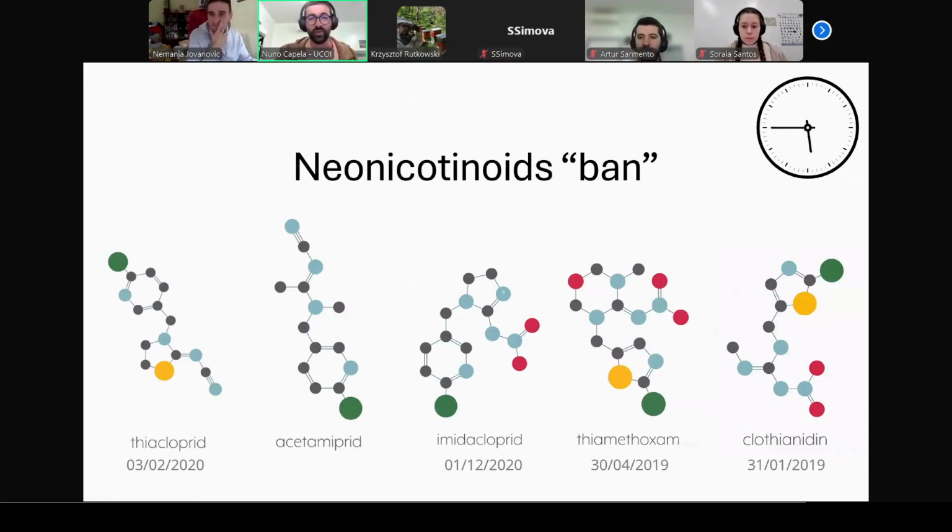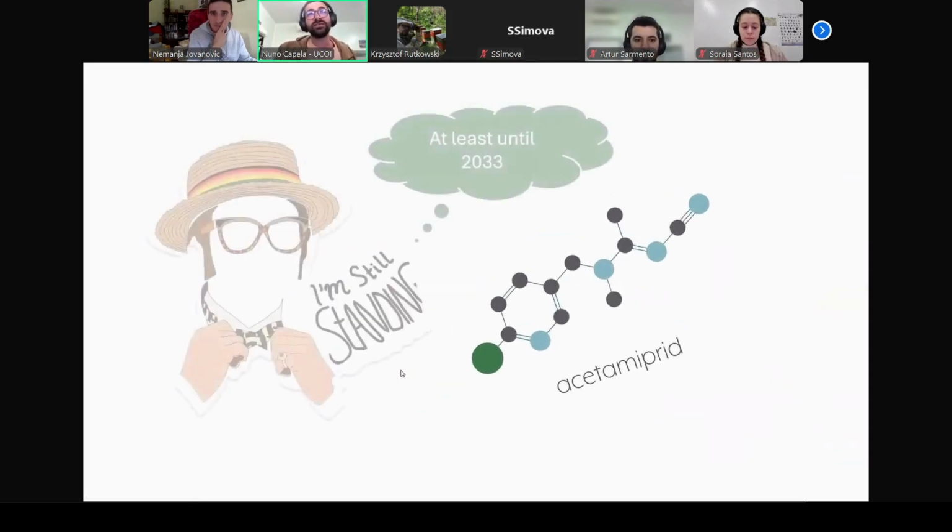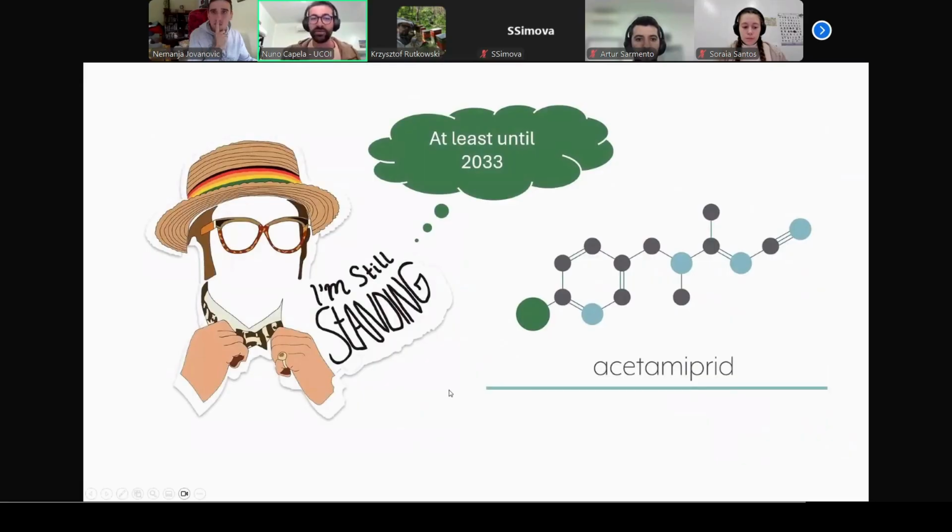But as you can see, there's still one, acetamiprid, that is still on the market until 2033. And I'm using this joke of Mr. Elton John, I'm still standing, because so far this is the only neonicotinoid standing. There are new neonicotinoid-like substances on the market, but they are not called neonicotinoids. They have other names like sulfoximines. We'll get to that.